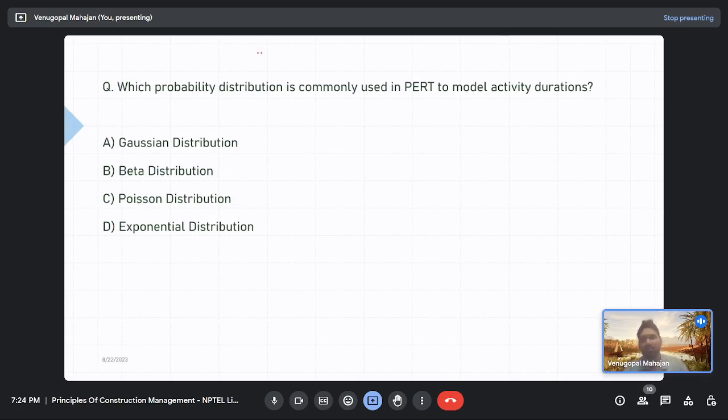Which probability distribution is commonly used in PERT? Probability distribution, for engineers this was in M1 M2, I guess, and also in 11th and 12th class. Which probability distribution is commonly used in PERT to model activity duration, not the whole project, activity duration? Okay, it is the beta distribution. Normal distribution? No, normal is for the whole project.